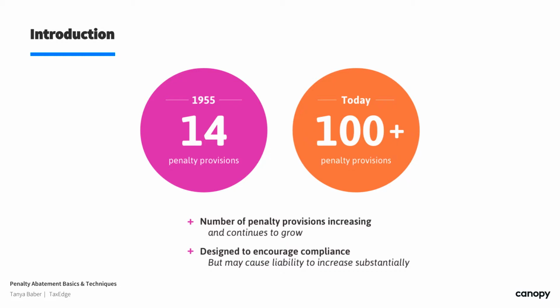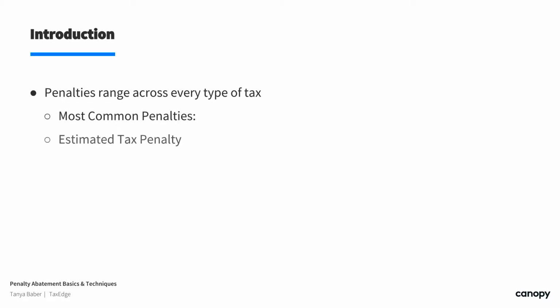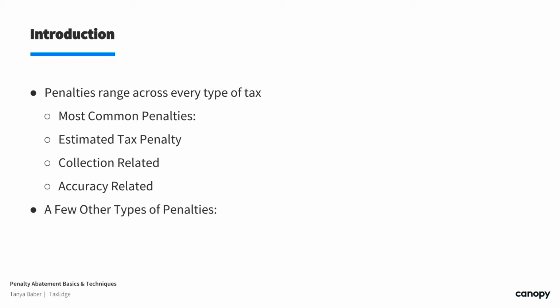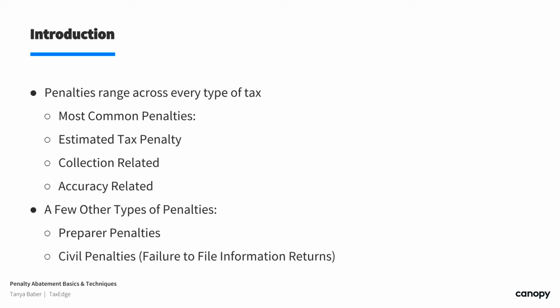If we look at all the different types of penalties that can exist, in practice we may commonly see estimated tax penalties, which we'll talk about in a moment, as they behave a little differently. We have collection-related penalties and accuracy-related penalties. We may have other types that hopefully you don't ever encounter, like a preparer penalty. And there are also civil penalties, an example of which might be a failure to file an information return, like a 1099 or W-2. So there are lots of different types of penalties.